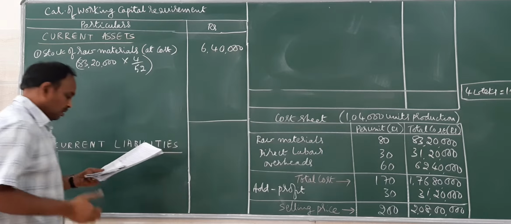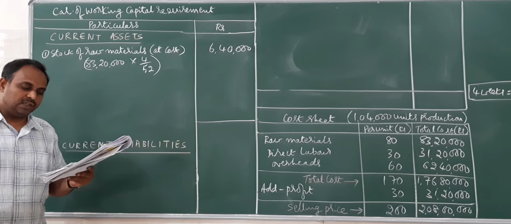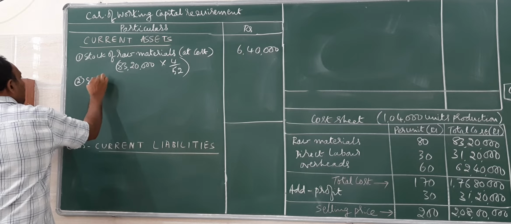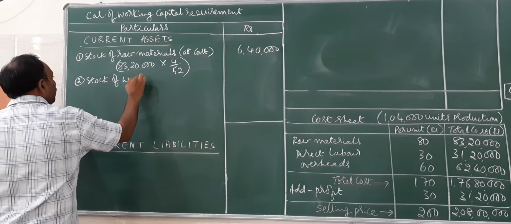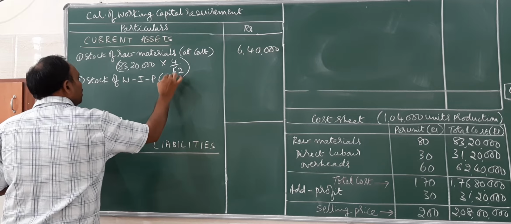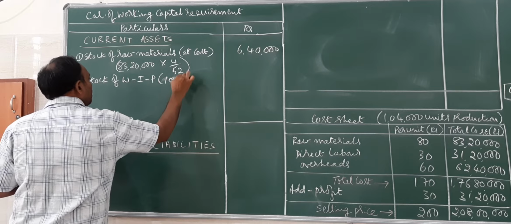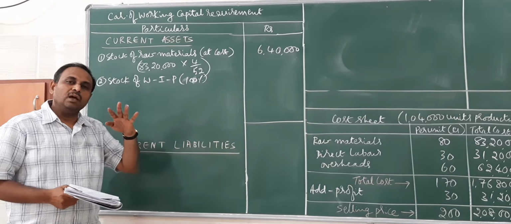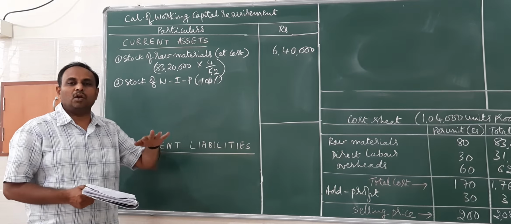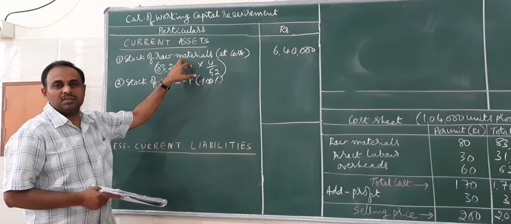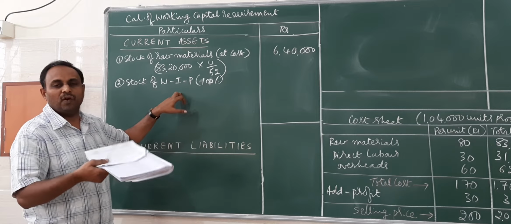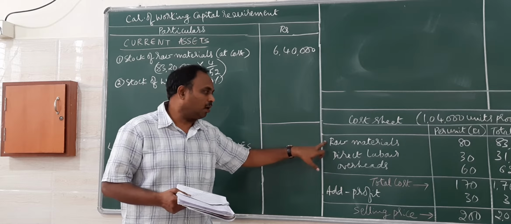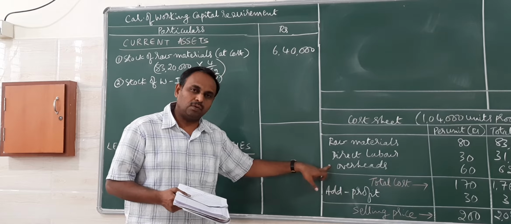6,40,000. The next one is work in progress in stock on an average of half a month. Work in progress is also current asset, stock of work in progress. So here we have to assume some information. First we have to understand what is work in progress. Work in progress means it is not a finished goods, it is not a raw material. So when raw material is put into production, it takes some time for converting that into finished product. So that is called work in progress. Work in progress means you need raw material, you need labor, you need other overhead expenses.